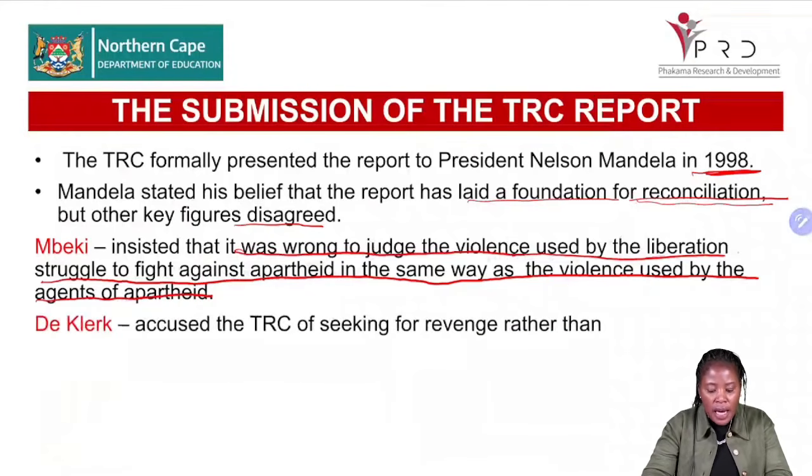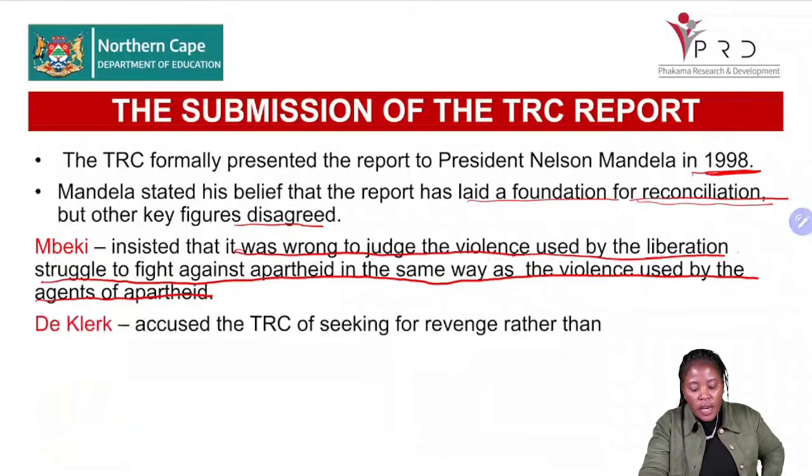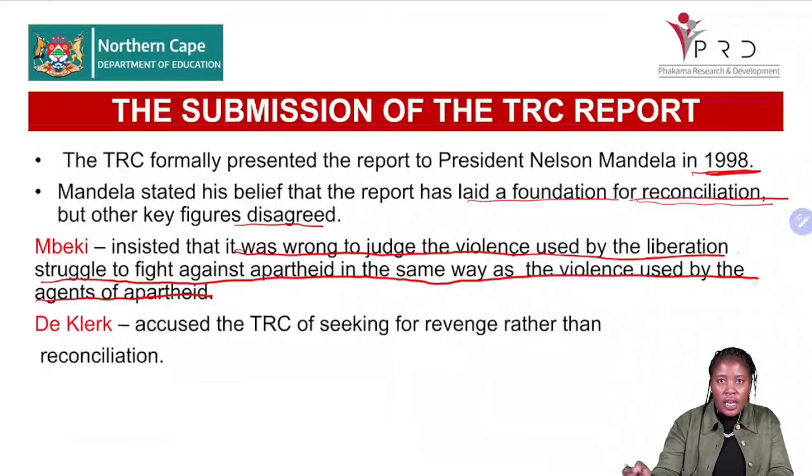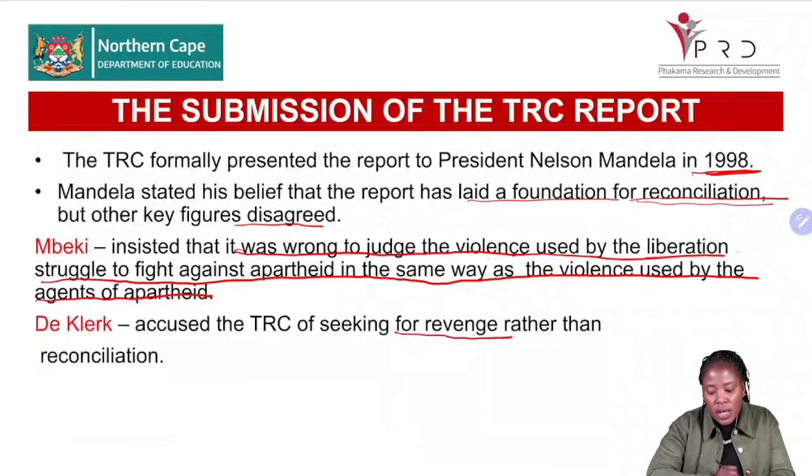Now, FW de Klerk accused the TRC of seeking revenge rather than reconciliation. Remember, based on the findings of the TRC, political parties were found guilty of gross human rights violations, and those findings were published in the TRC report. Now, F.W. de Klerk is saying that by publishing those findings in the report, the TRC was seeking revenge rather than reconciliation.